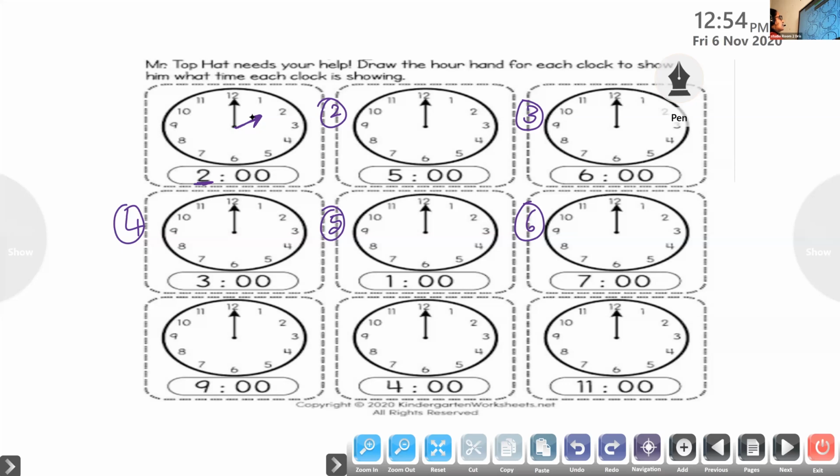Genesia. Yes, ma'am. Genesia, in the second one, where should the short hand be? 5. The time is given as 5. The short hand should be at 5. Good.